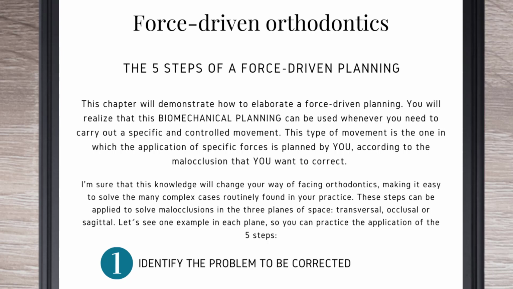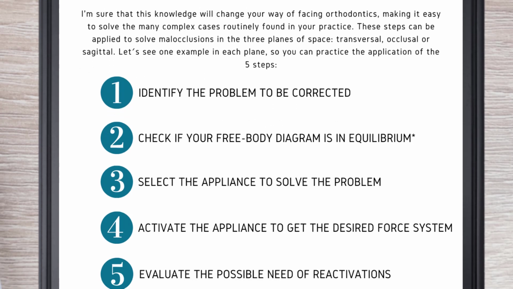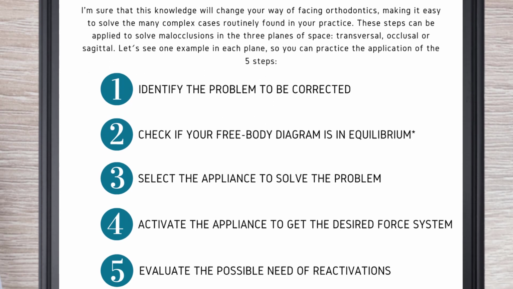These steps can be applied to solve malocclusions in the 3 planes of space: transversal, occlusal, or sagittal. Let's see one example in each plane so you can practice the application of the 5 steps. The 5 steps are: number 1, identify the problem to be corrected.